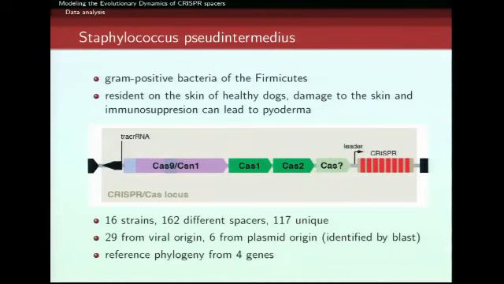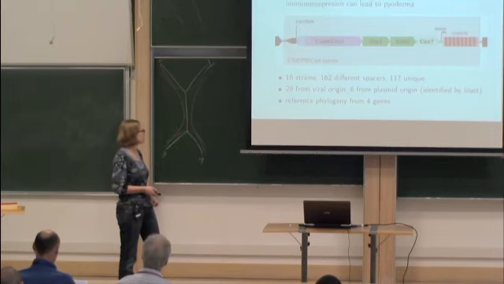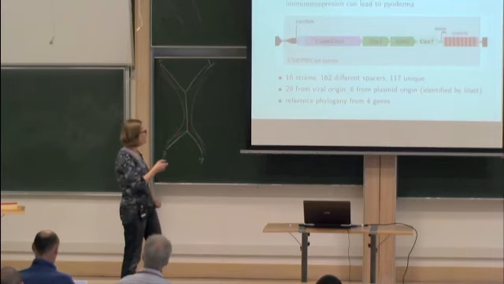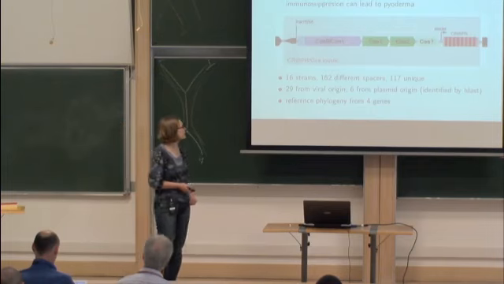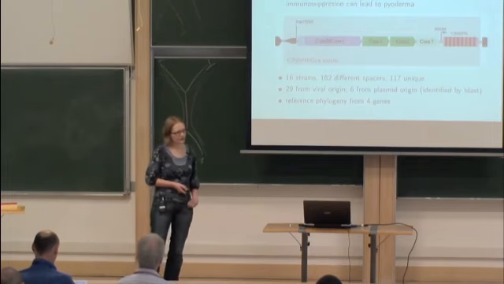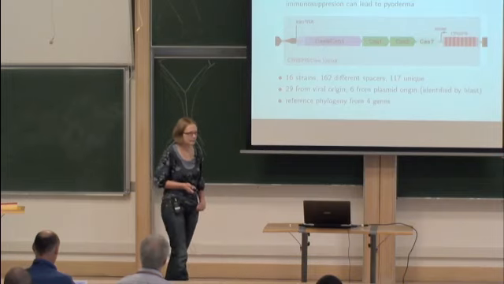So far the sequences are finished for 16 strains, which gave rise to 162 different spacers, of which 117 are unique. So about 50 of them occur in multiple strains. And a BLAST search gave us the result that for about 35 of them we know from which external source they came.